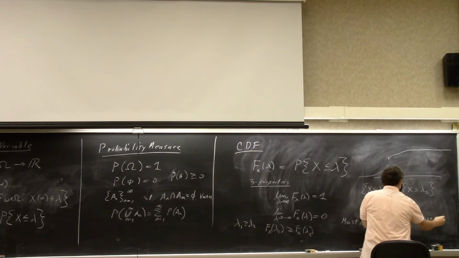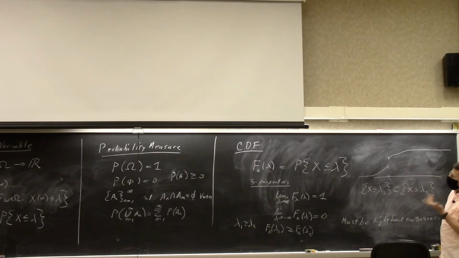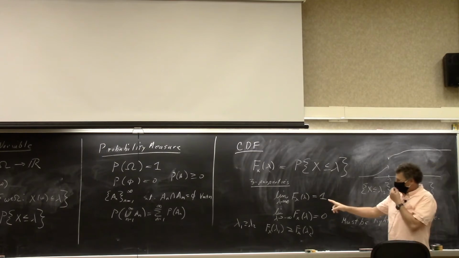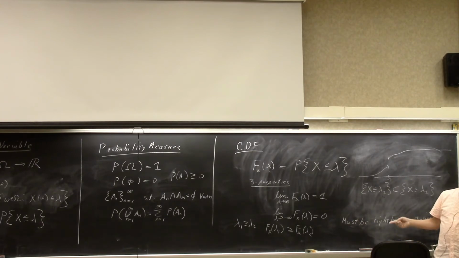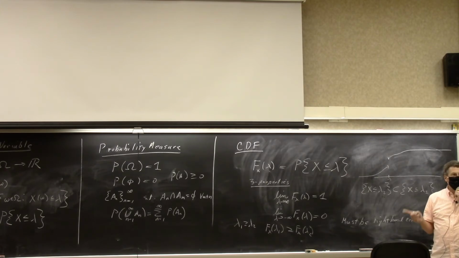Okay, so any probability CDF has to have these properties. It has to take a limit of 1 at infinity and 0 at negative infinity, be monotone increasing, and be right-hand continuous. Furthermore, it's not just necessary, it's sufficient. So it's not just the case that any CDF must have these properties. It's also the case that anything that has these properties must be a CDF. Okay, so it's if and only if.